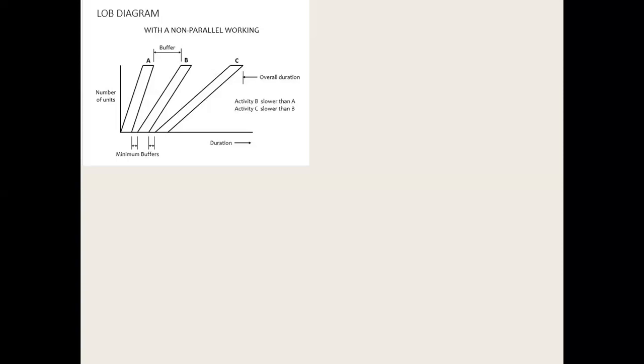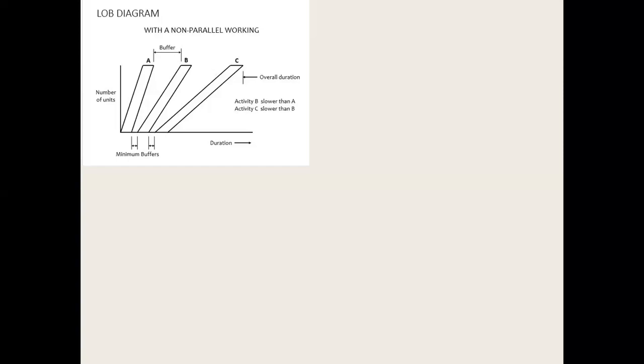And now you can see three boxes, three bar charts that are inclined, and in between those bar charts there is a minimum buffer as explained. Now, look at the slope. The flatter, the gentler the slope, it means the activity is slower, and the steeper the slope, it means the activity is fast.